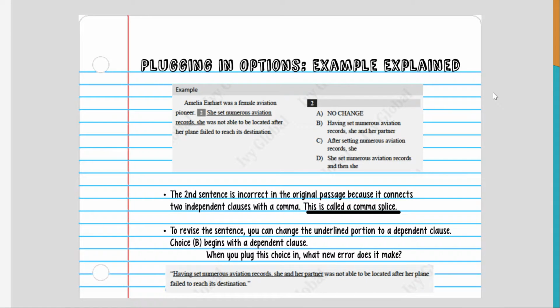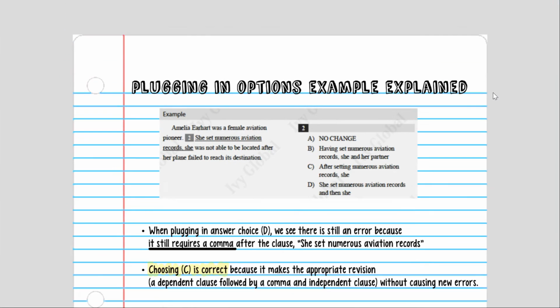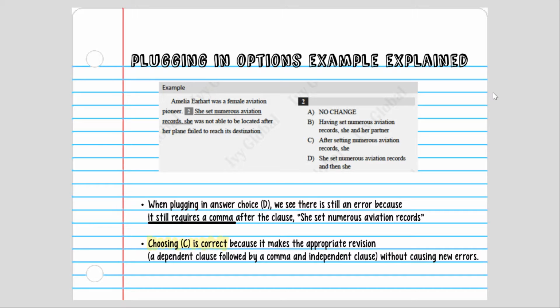The second sentence is incorrect in the original passage because it connects two independent clauses with a comma. This is a comma splice. To revise a sentence, you can change the underlined portion to a dependent clause. Choice B begins with a dependent clause. When you plug this choice in, what new error does it make? Amelia Earhart was a female aviation pioneer. Having set numerous aviation records, she and her partner was not able. You can see the obvious mistake there. When plugging in answer choice D, we see there is still an error because it still requires a comma. So C is correct because it makes the appropriate revision without causing new errors.